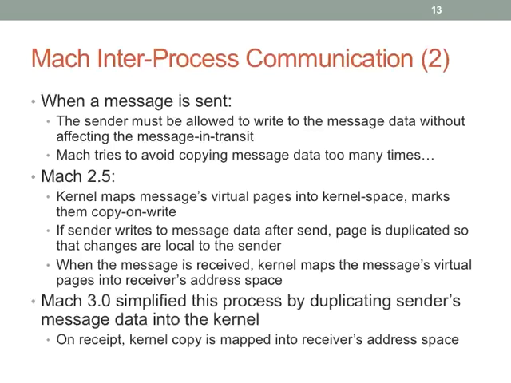So that's Mach 2.5. Mach 3 kind of simplified this a little bit. Basically, like I say here, duplicating the sender's message data into the kernel. So Mach 3 went ahead and just made a copy. Maybe I'd have to go back and look at the reasons why they abandoned the Mach 2.5 approach, because it seems better, but it's clearly more complicated. So maybe they had bug issues. Yes?